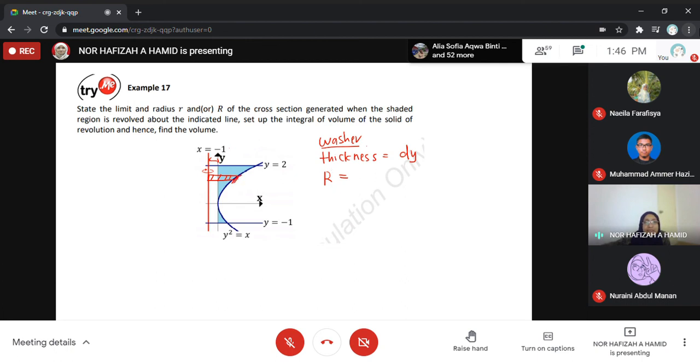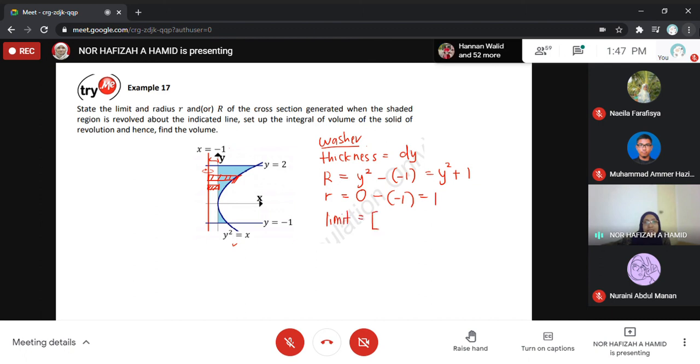Outer radius you is function y square minus with -1. Okay, so we have y square plus 1. Okay, next for inner radius. Okay, inner radius from axis of revolution sampai yang ini. Okay, so inner radius you yang right is y axis. So 0 lah. 0 minus with negative 1. So you have 1. Okay, and limit.